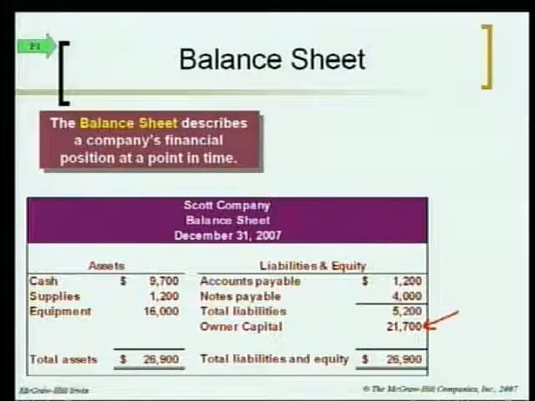Now, this one is prepared in good form. It says the name of the company, the name of the statement, and it is dated properly. But this date looks a little different than the previous statements, does it not? This does not say for the month ended or for the year ended. This just says December 31 of 07, and that is correct the way they have it here.